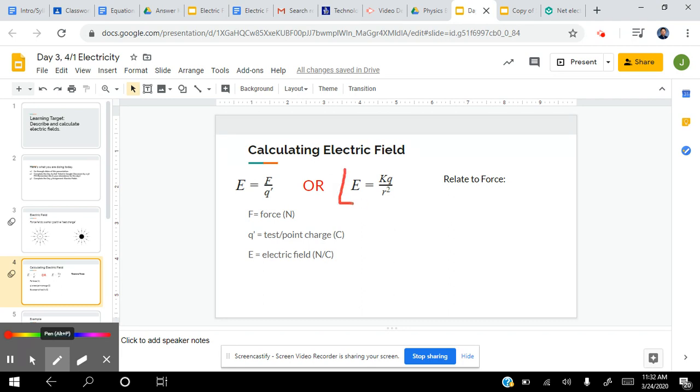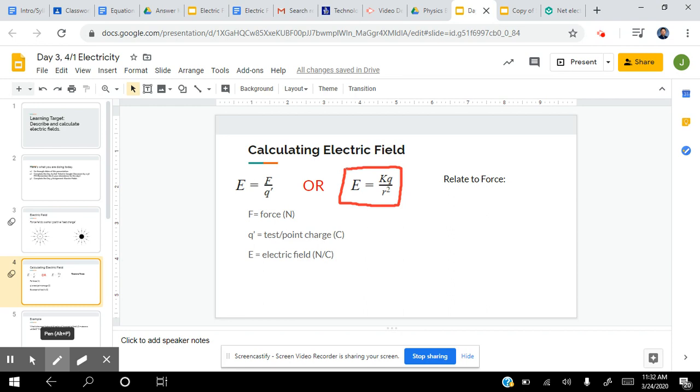The other way that is also pretty commonly used is instead saying that our electric field is equal to KQ divided by R squared. So K, remember, is that Boltzmann constant, and then Q is not your test charge, but Q is going to be the actual charge of whatever field that you are dealing with. And then R is going to be the radius between them. In reality, that ends up just really being the distance between them.